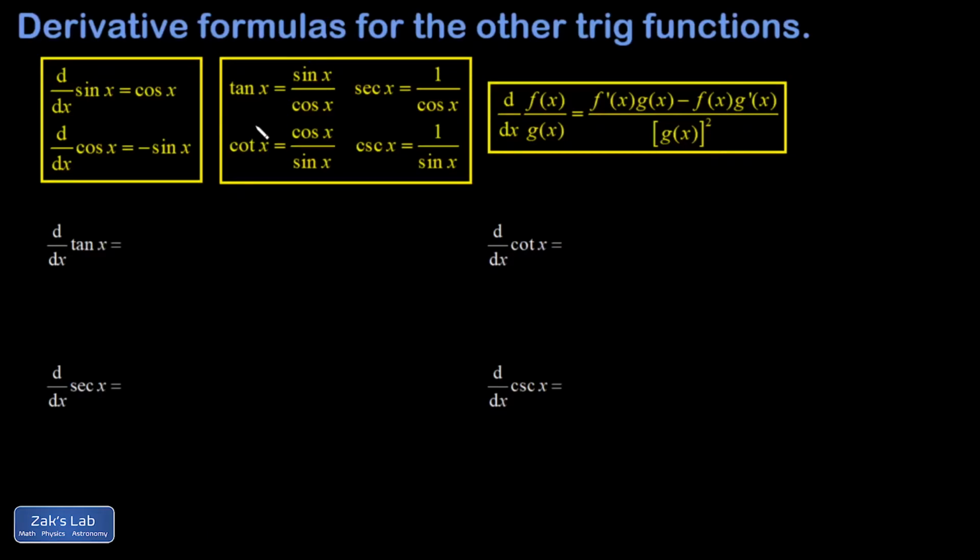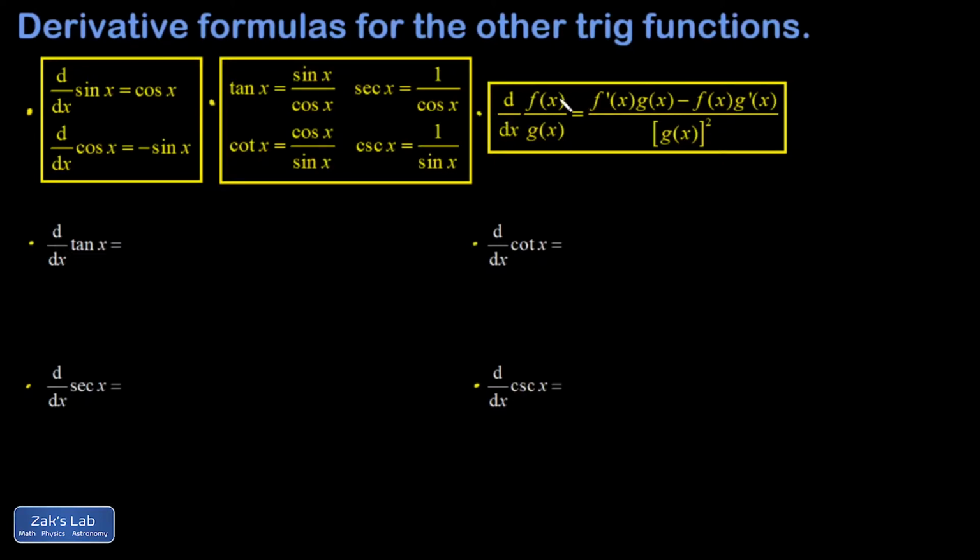In this video, we're deriving the formulas for the derivative of the tangent, cotangent, secant, and cosecant based on all this other information. So in the first box, I'm showing the basic derivatives of sine and cosine. In the second box, I'm showing how all these other trig functions could be defined in terms of sine and cosine. Notice that these are all quotients. And then in the third box, a reminder of the quotient rule for taking derivatives.